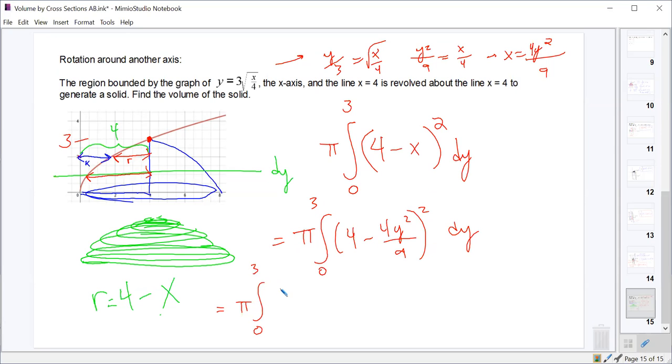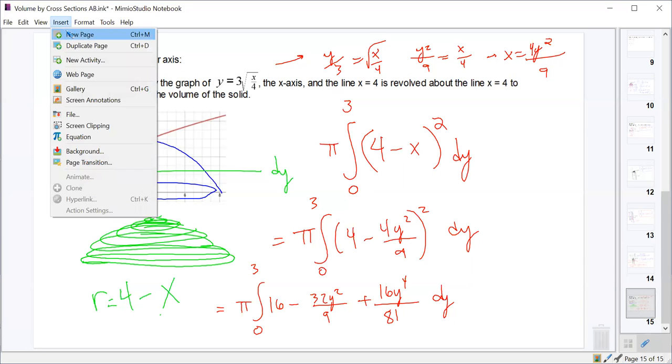And we'll evaluate this out this time just for fun. 4 minus 4y squared over 9. Distribute that out, gives you 16 minus 32y squared over 9 plus 16y to the 4th over 81. And now we just integrate.